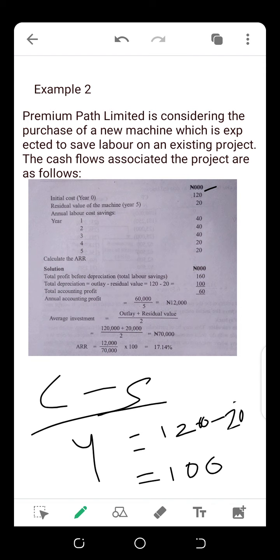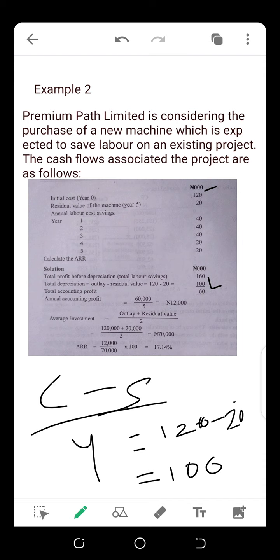Now we've arrived at our depreciation for the 4 years, which is 100. Looking at the calculation here, we see that they have 100 as well. So deduct the depreciation from the profits, which is 160 savings that was made before depreciation, right? Because depreciation has not yet been deducted.